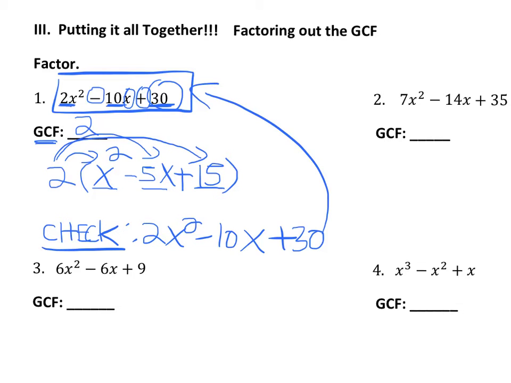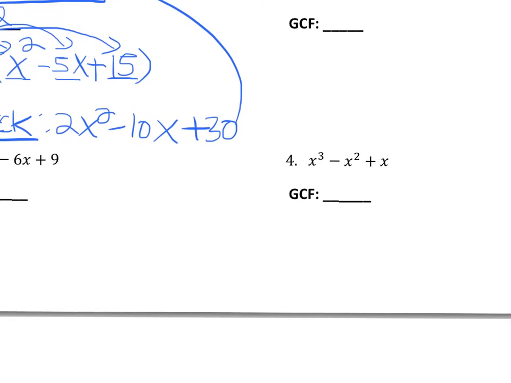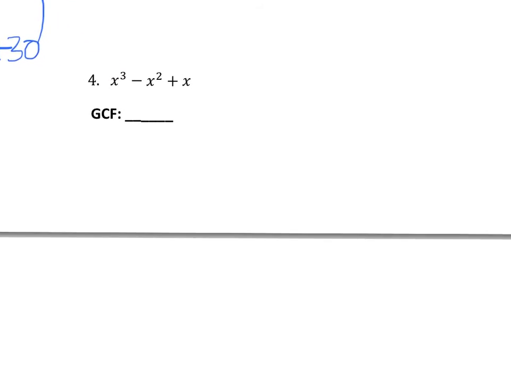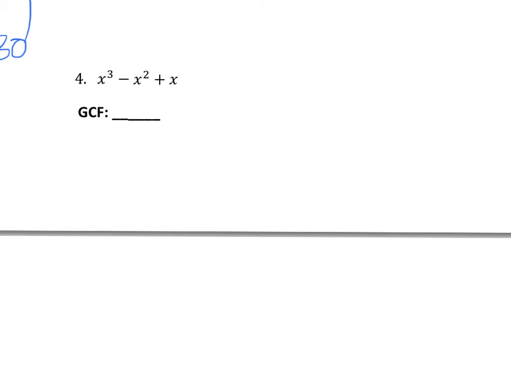Okay, let's do number 4. Let's skip to number 4. So I'm going to move this up. Now, number 4, I don't have any numbers before the x's. This is like saying 1x cubed, 1x squared, 1. So I'm going to put 1 for the GCF. Now, remember the last video, we found the GCF of just variables. All 3 terms have x's. So I take the smallest exponent, which is this x to the first. So the GCF just turns out being 1x, which is really just x.